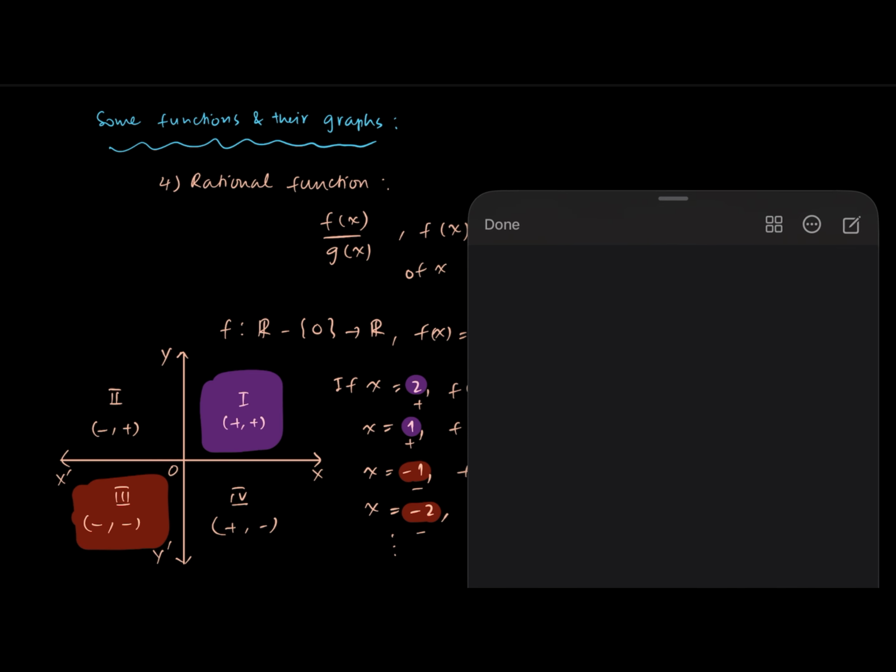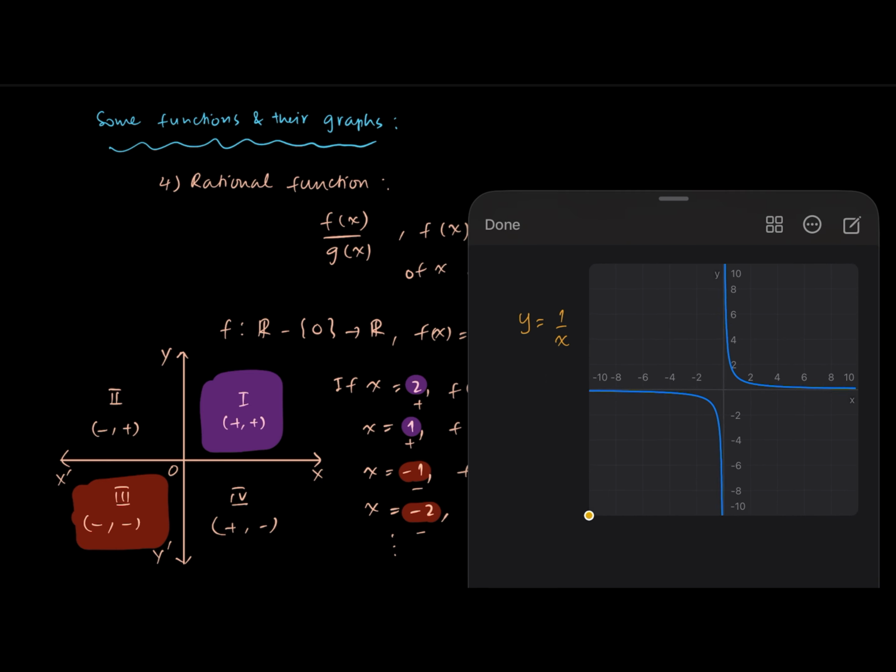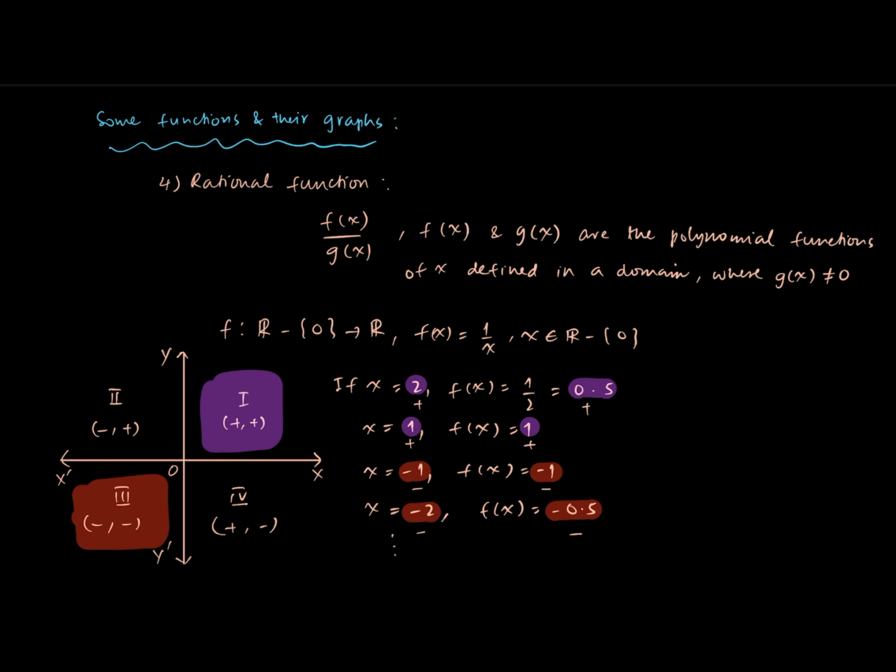Now let's see how the graph of this function works. Here we have y is equal to 1 over x. As stated earlier, this graph is divided into 2 parts, one lying in the first quadrant and the other part lying in the third quadrant. So it's the graph of this function, that is, the rational function.